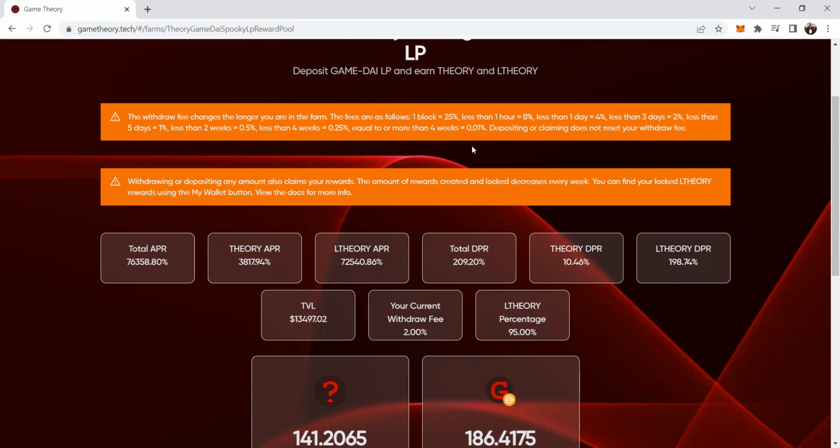Now that withdrawal fee only applies to liquidity pool tokens. It has nothing to do with earned theory. So whatever you put into the liquidity pool, these withdrawal fees would only be taken out of the amount of liquidity pool tokens that were put into the farm. So it's only about LP tokens, it has nothing to do with theory. Anytime you either deposit or withdraw your liquidity pool tokens, it also claims your rewards as well.